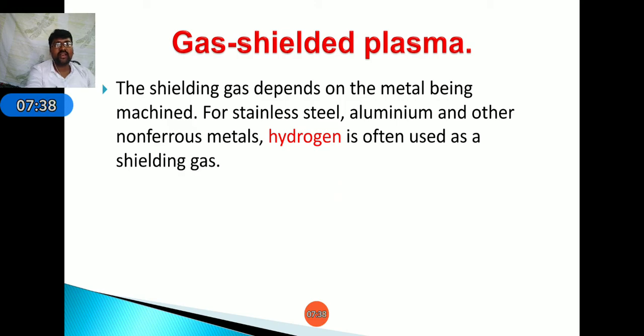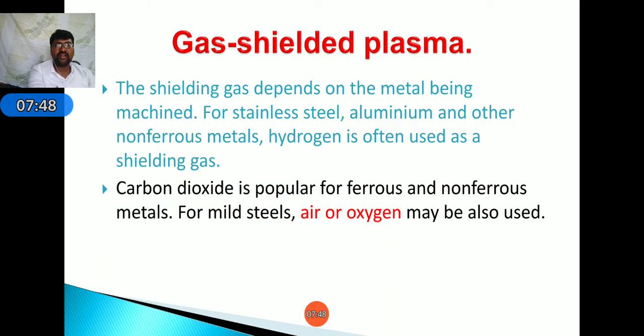Next, the shielding gas depends on the metal being machined. For stainless steel, aluminum, and other non-ferrous materials, hydrogen is used as a shield gas. Carbon dioxide is popular for ferrous and non-ferrous metals. For mild steel, air or oxygen may also be used as a shielding gas.